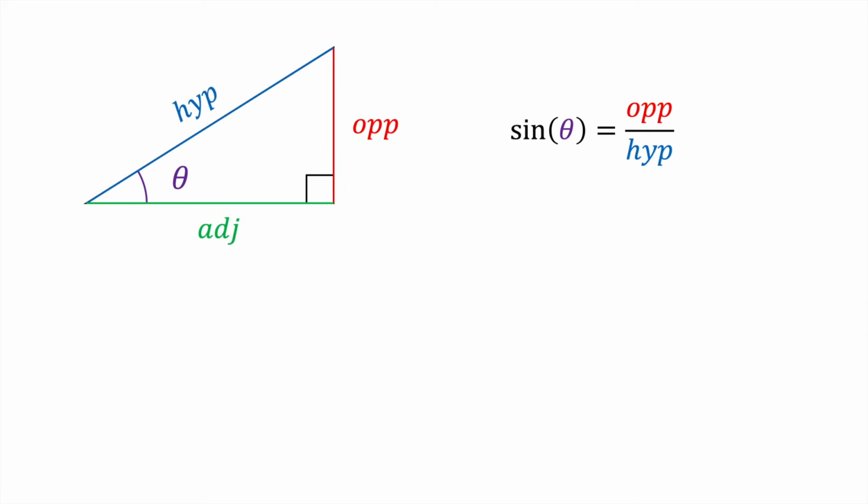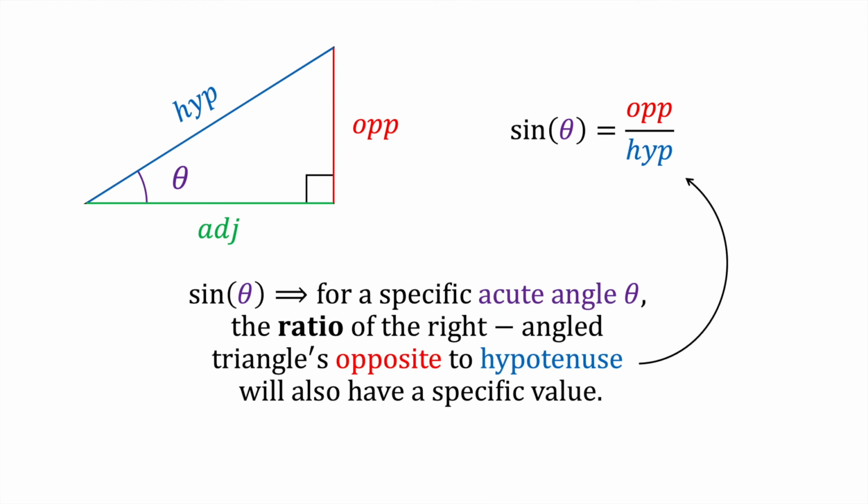The sine ratio states that for any specific acute angle theta, the ratio of a right-angled triangle's opposite to hypotenuse will also have a specific value which is calculated by opposite divided by hypotenuse. When you see sine, think opposite divided by hypotenuse. Or conversely, when you see opposite and hypotenuse, think sine.